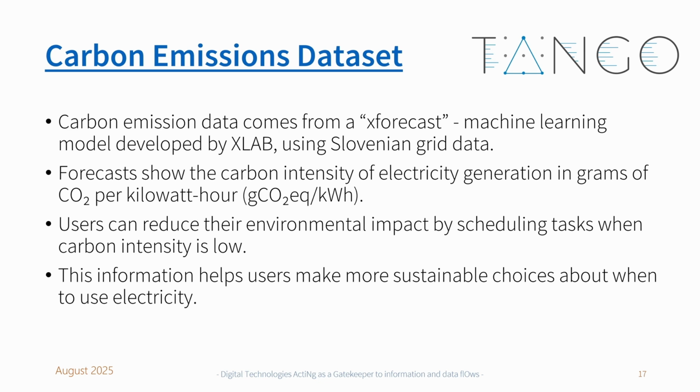Carbon emissions datasets offer forecasts of the carbon intensity of electricity generation, typically measured in grams of CO2 equivalent per kilowatt-hour. By scheduling tasks during periods of low carbon intensity, users can minimize the environmental impact of their energy consumption. The carbon emission data is sourced from a machine learning model, TFT, developed by XLAB, which provides predictions specifically for Slovenia based on historical and forecasted grid data. This data is used to inform users about the expected carbon footprint of electricity usage, enabling more sustainable decision-making.